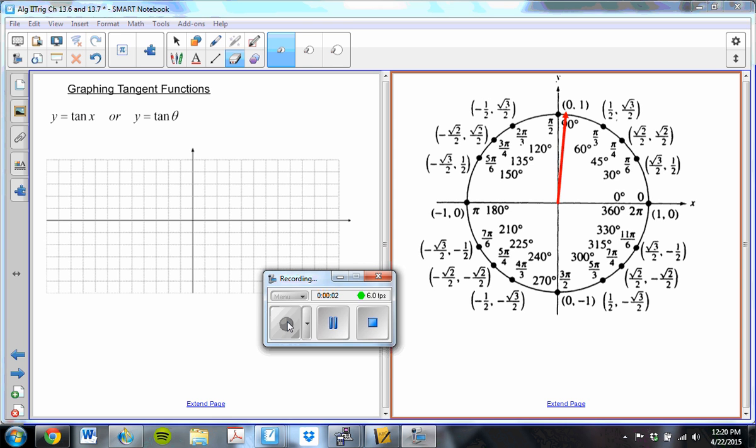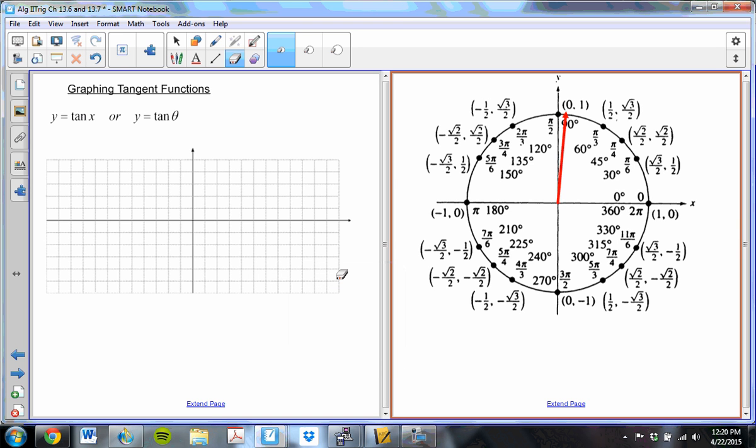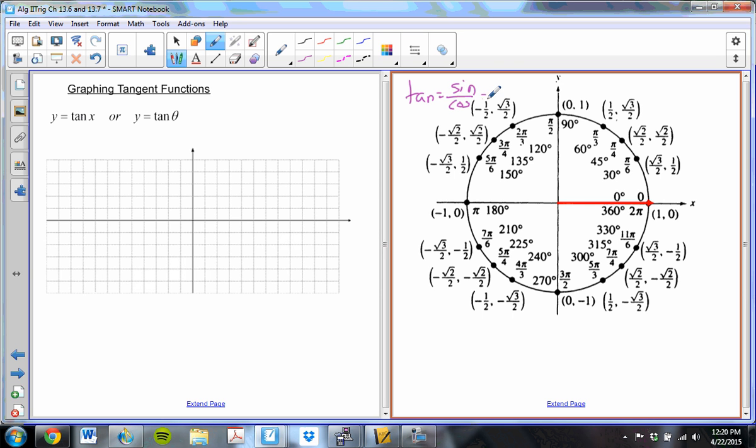Talking about graphing tangent functions now. We've graphed sine and cosine functions. We've moved them around. Just like with sine and cosine, we'll think about this angle theta and how it moves and how that changes what the tangent value is. It's important to remember that tangent is sine over cosine, which really means it's the y value over the x value.